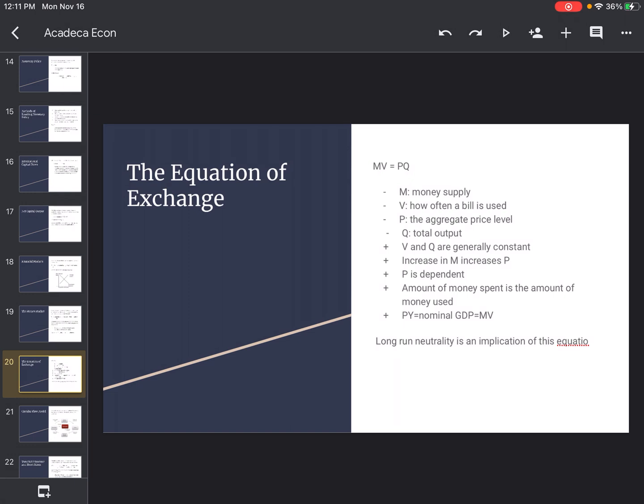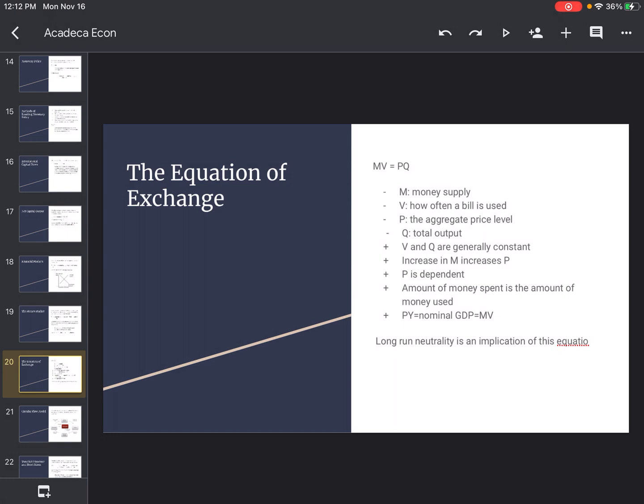The equation of exchange has more variables. MV equals PQ. M is the money supply, V is how often a bill is used, which is also called velocity. The aggregate price level is P, and Q is the total output or quantity.